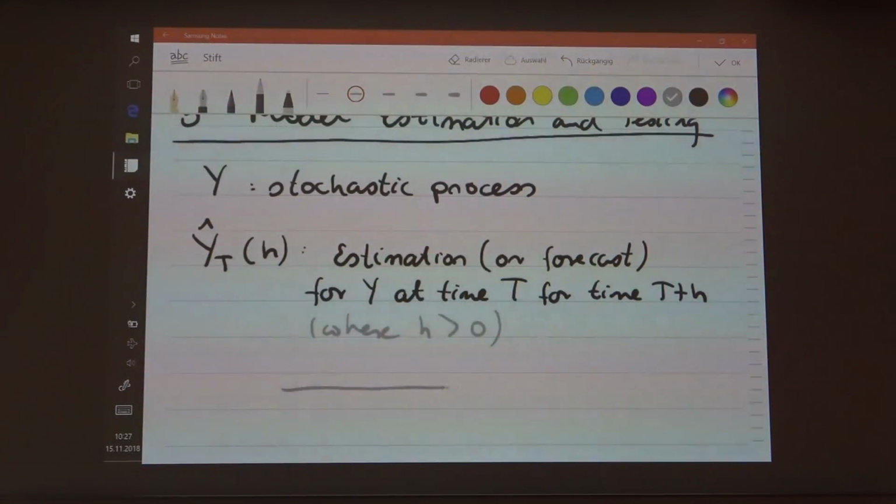So what I mean by that is this. Suppose that here you have the time, maybe this is the current time without loss of generality, the time T, and here you have the time T plus h. At time capital T, you would make a forecast for the process for time T plus h, which is not known. That's why I call this an estimator or the forecast.